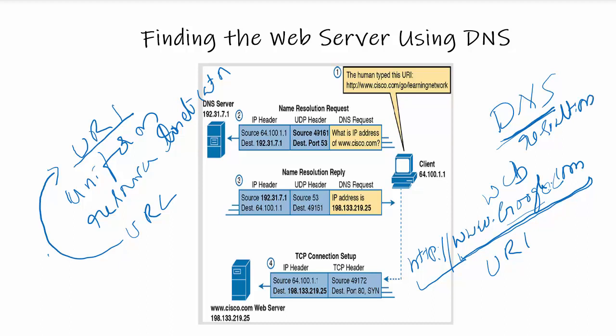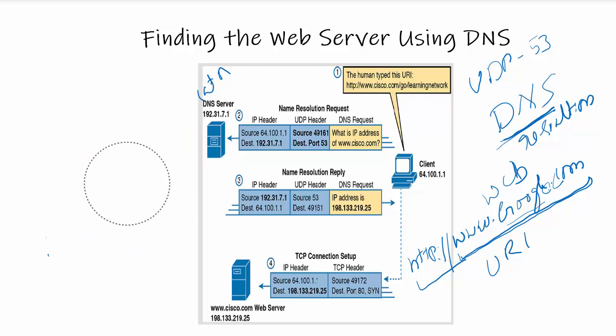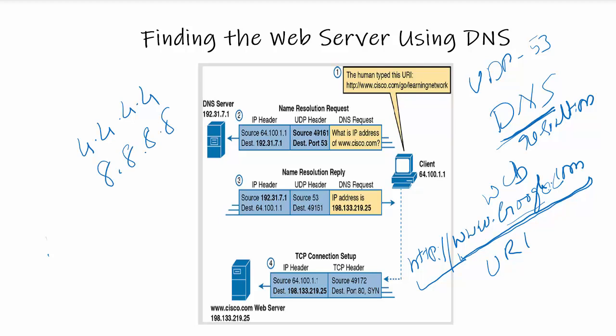The PC sends a DNS query. The DNS query runs on protocol UDP and port number 53. By default, all of our PCs are configured with public DNS servers. The most well-known public DNS servers are 4.4.4.4 and 8.8.8.8. There are other public servers which are not much used, or we can have our own private DNS server.